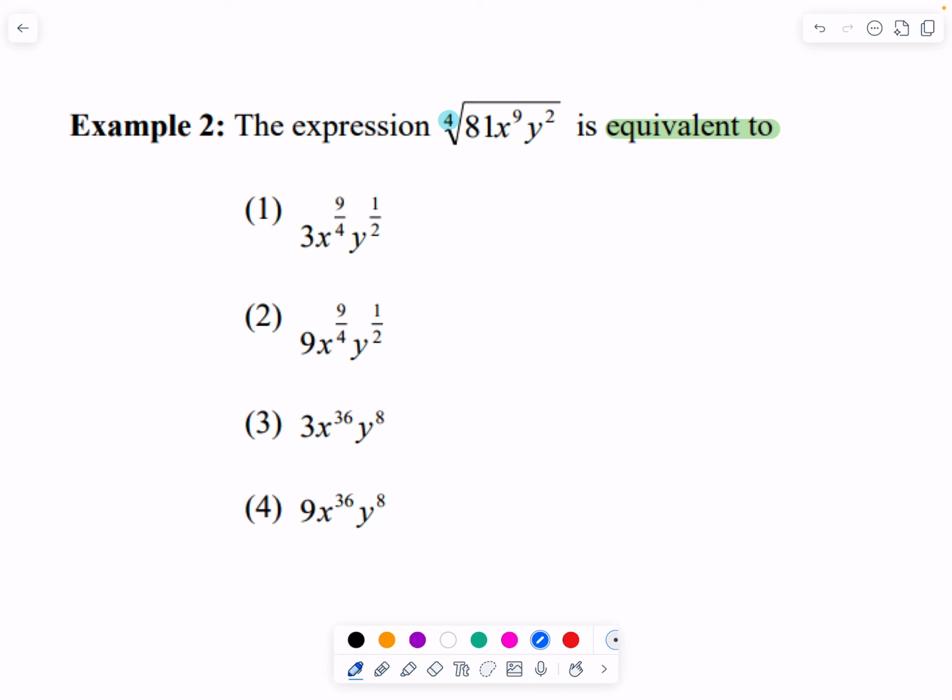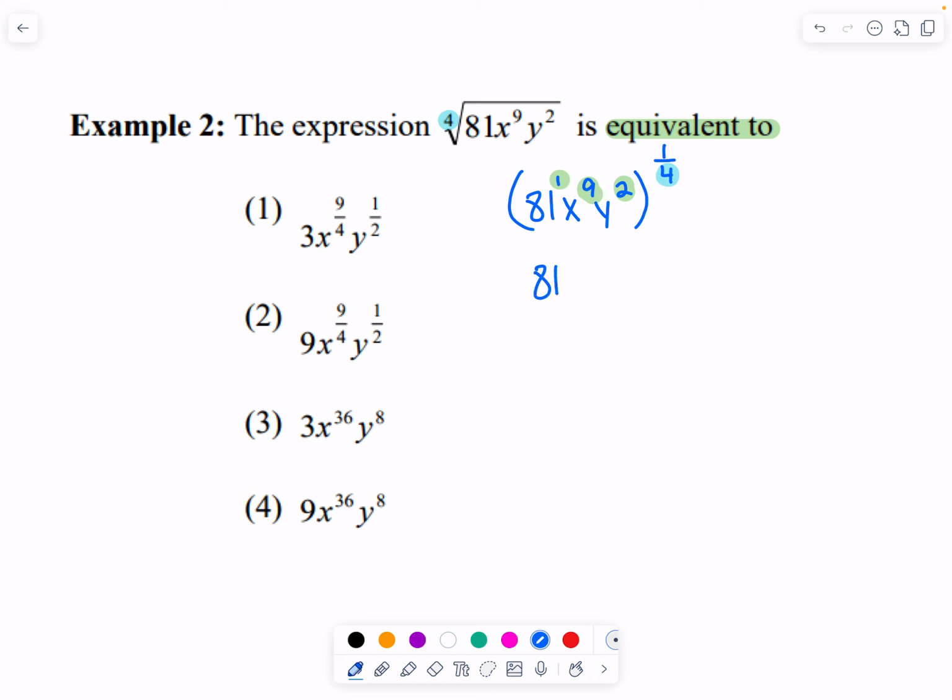Okay, so if you've had a chance to think about this one, 81 x to the 9th y to the 2nd is being 4th rooted, which means that's the same as raising it to the 1/4. If you're taking the root of an expression, that is equivalent to raising that expression to the reciprocal power of the root. So 4th rooting something is the same as raising it to the 1/4. Now I would use the power of a product rule, remind myself that 81 has an exponent of 1, and I'm going to multiply all of these powers with 1/4.